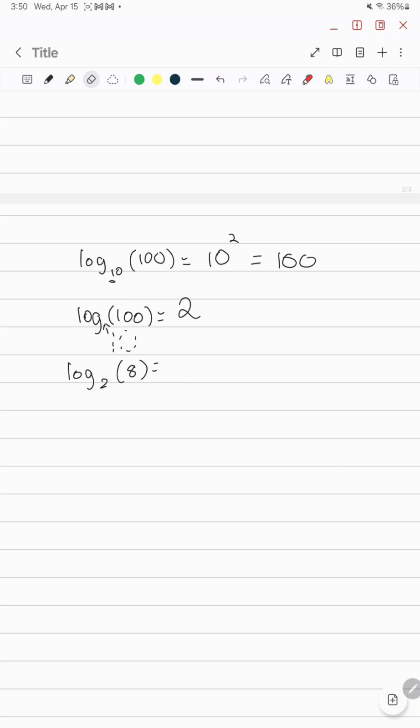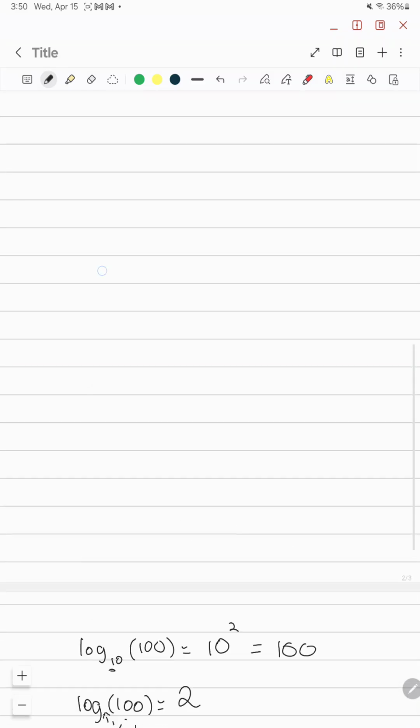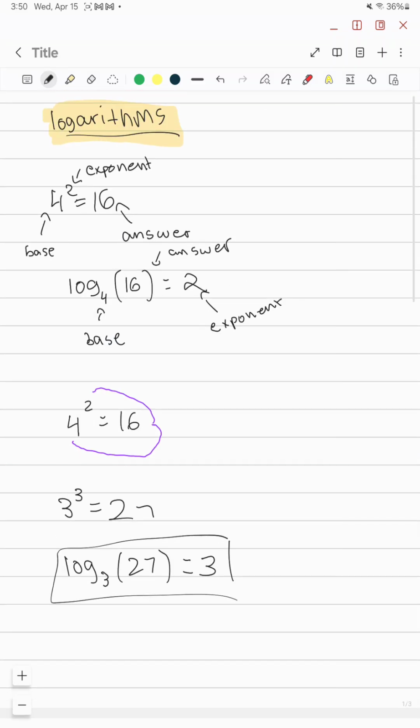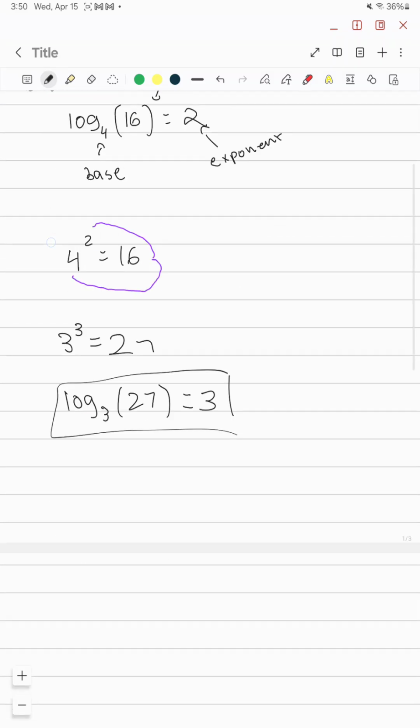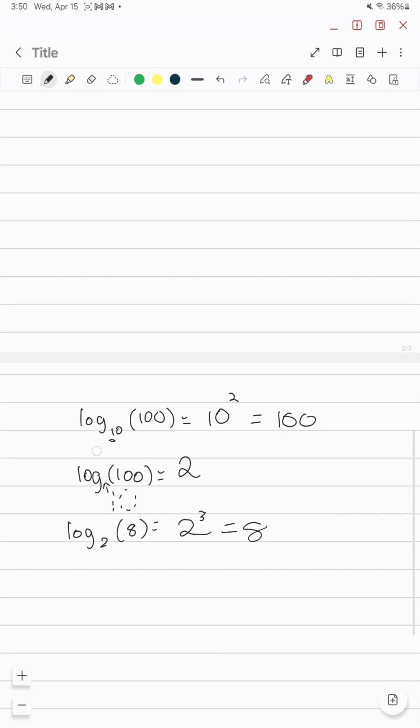Then we have log base 2 of 8 equals question mark. 2 to the power of 3 is 8. Okay, so now we know how to turn exponents into logs and how to turn logs into exponents.